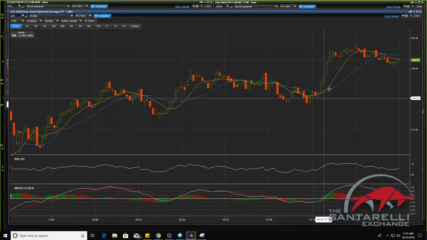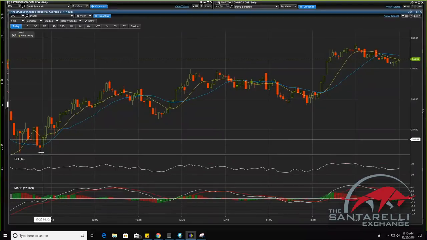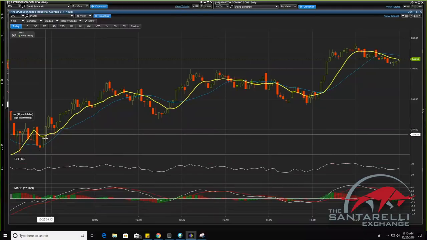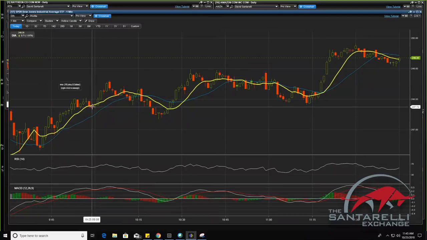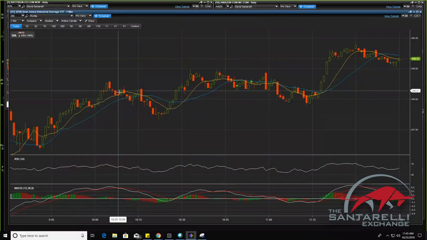So right here, for example, we got a cross above the 10 and 20-day SMA. This was our entry right here at 246.85. Where was our exit? When it crossed below. It could have been here, and then we could have entered back in, and then we could add another signal.